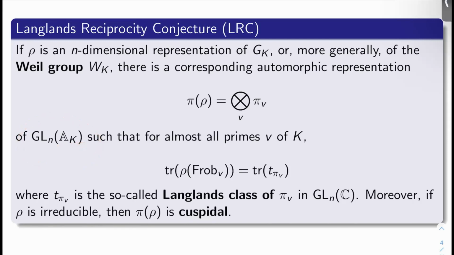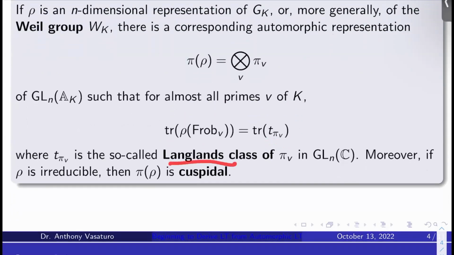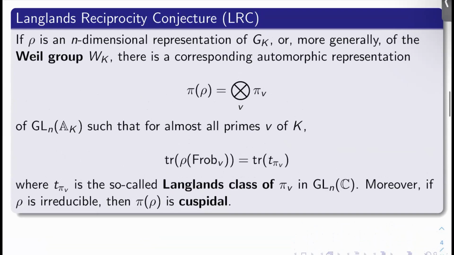So you can think of this collection of local representations as one big representation on what we call the adeles. And this representation satisfies the property that for almost all primes v of K, the trace of rho Frobenius at v is the trace of something called T sub pi sub v, which is the Langlands class of pi sub v in GLN of C. And moreover, we can say a little bit more. If the starting representation rho was irreducible, then pi of rho is something called cuspidal.